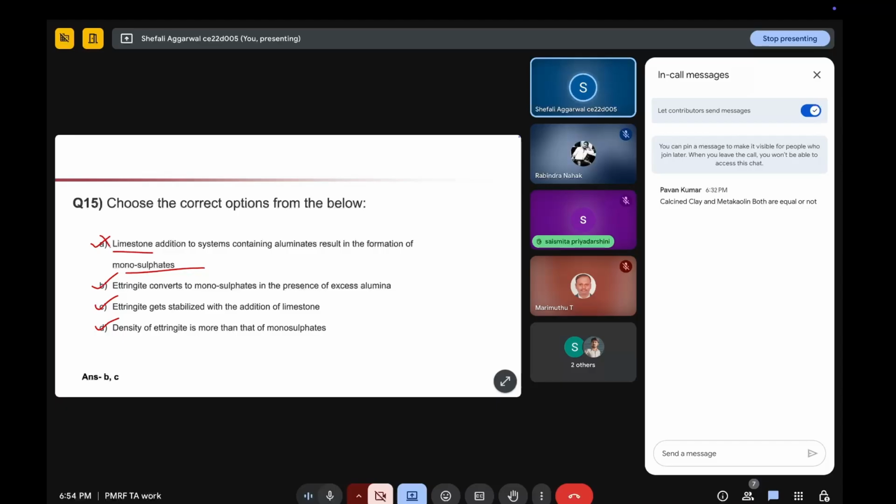So this is wrong. Next is ettringite converts to monosulfates in the presence of excess alumina. So this is a correct statement. Ettringite gets stabilized with the addition of limestone. Correct. Density of ettringite is more than that of monosulfate. So this is a false statement, because ettringite will be needle-like structure, right? And monosulfate won't be needle-like, it is like an agglomerate, a fluffy kind of thing. So it will have more density as compared to ettringite. Okay.